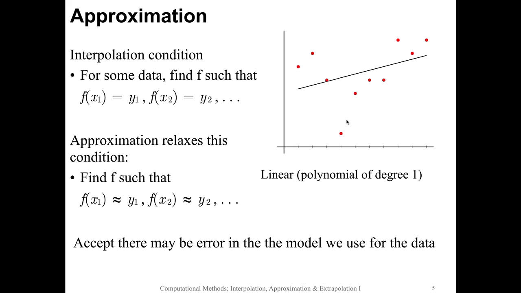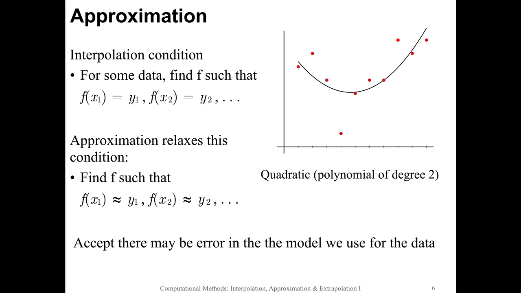And of course we can choose another model instead. So for the same data we can have a quadratic polynomial, and you might be able to see that this quadratic polynomial is perhaps a closer fit to our data. And we can choose another model as well. We can go for a cubic polynomial as is shown here. So each of these approximates our data rather than interpolates it.